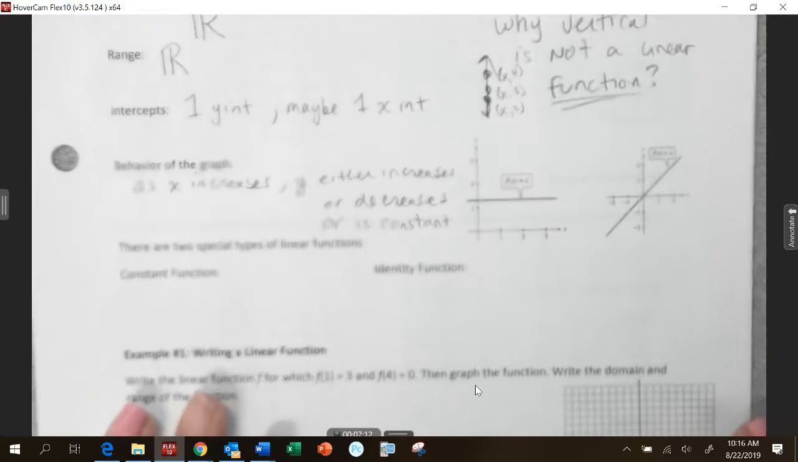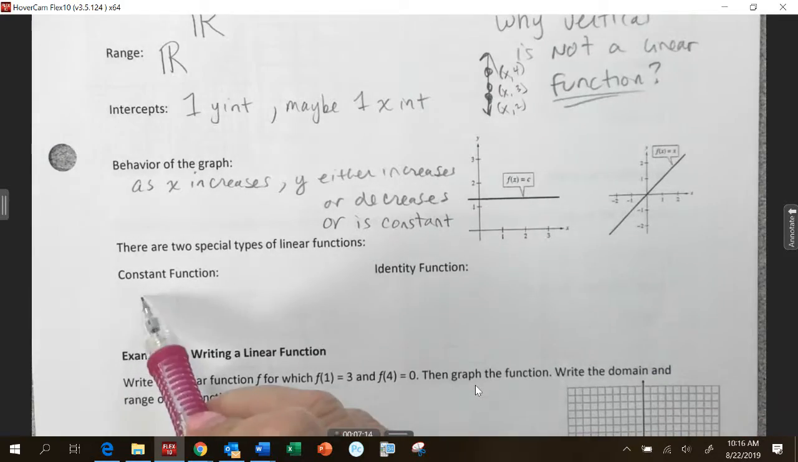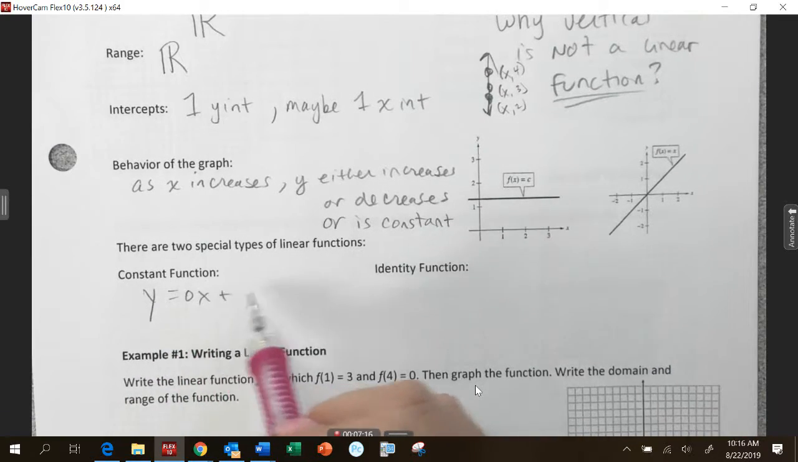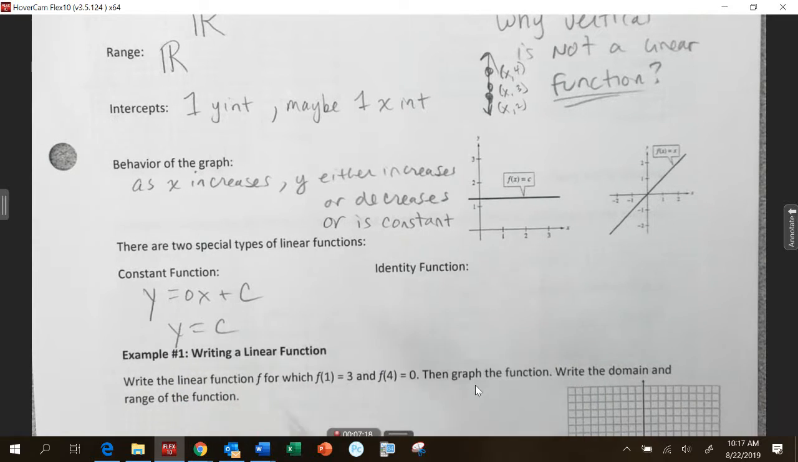There are two special types of linear functions. The constant function, that's like y equals 0x plus a constant, or y equals c. And the identity function is y equals x. So that's like right in the middle.